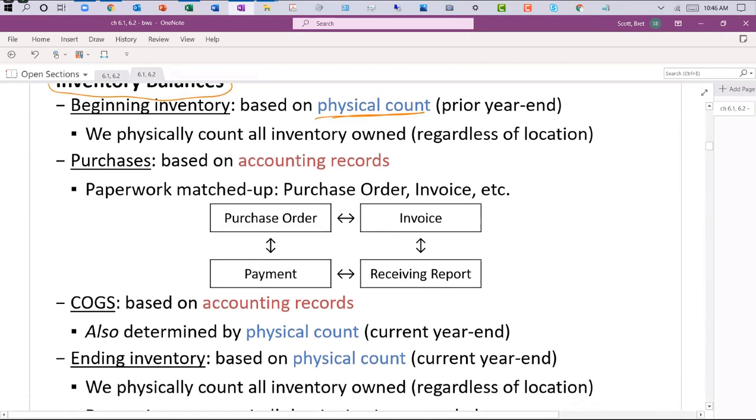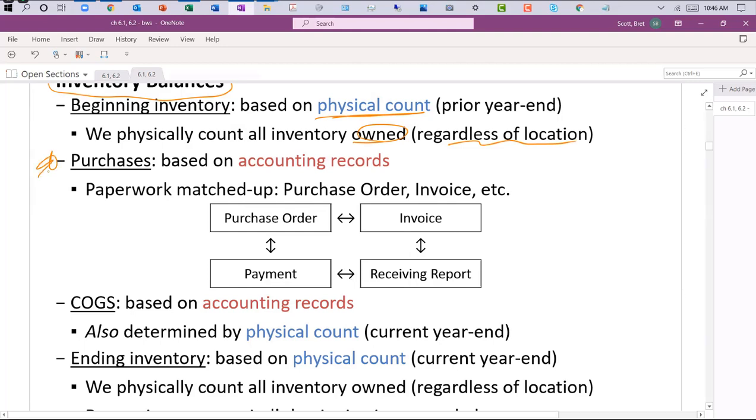The physical count includes all inventory owned, regardless of whether or not it's physically located where you can see it. We'll talk about consigned goods and goods in transit later on, but realize that the physical count is really, really crucial, and a lot of companies spend a lot of time and money managing their physical counts.